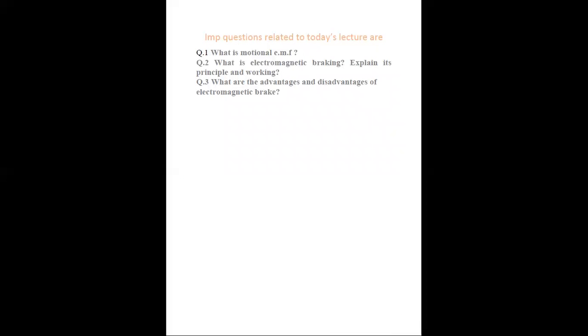And now the important questions related to today's lecture are: first, what is motional EMF? Explain with diagram and with derivation. Second, what is electromagnetic braking? Explain its principle and working. Third, what are the advantages and disadvantages of electromagnetic brakes? This is all about today's lecture.